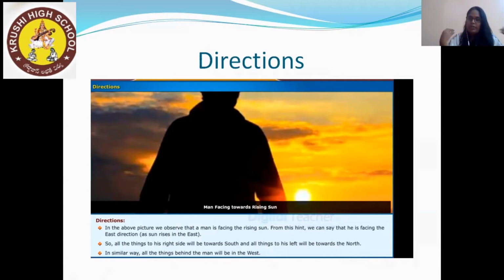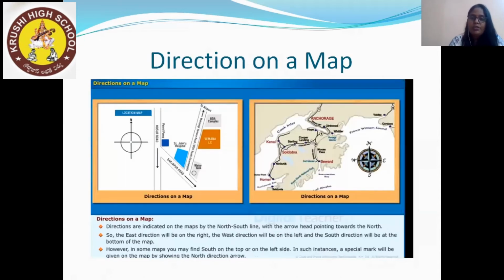So this is a universal fact, isn't it? Everyone knows that the sun rises in the east. So when you face towards the sun rise, it will be considered as east only, right? Now, direction on a map.